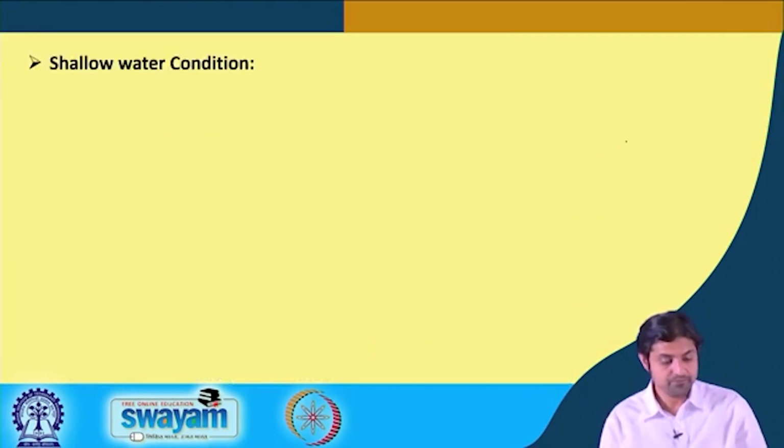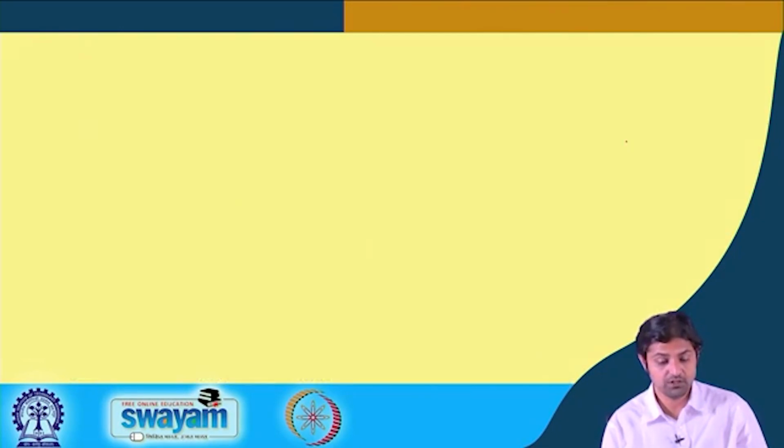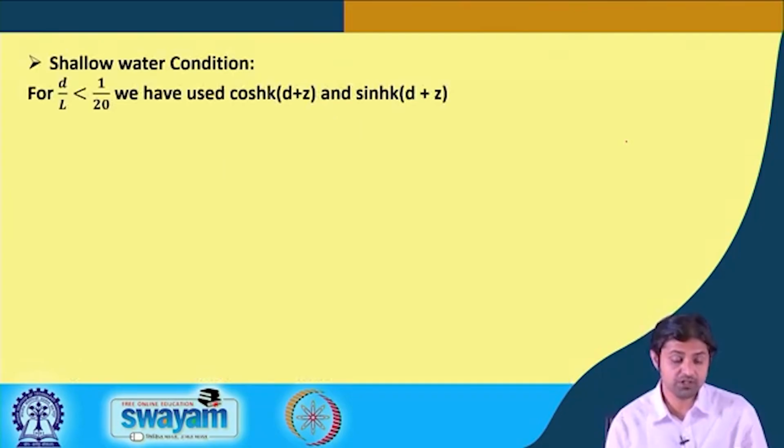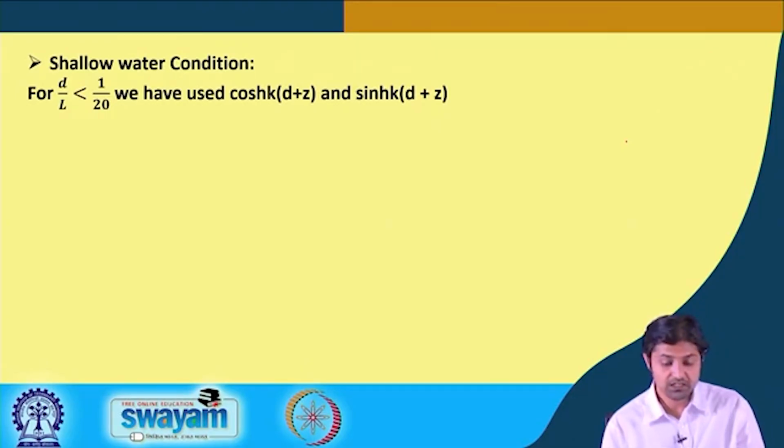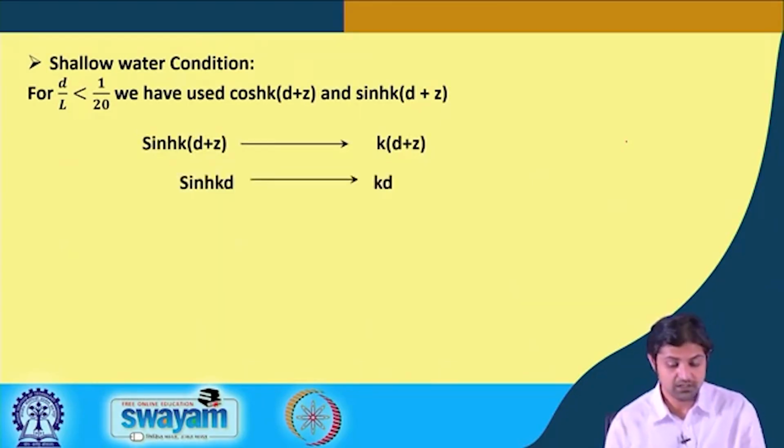Okay. Now, we analyze this displacement in shallow water. So, what happens in shallow water for d by L less than 1 by 20 or 0.05? We have used cosh k(d+z) and sinh k(d+z). So, sinh k(d+z) goes to k(d+z) and sinh kd goes to kd, alright. Hence, D will be what?